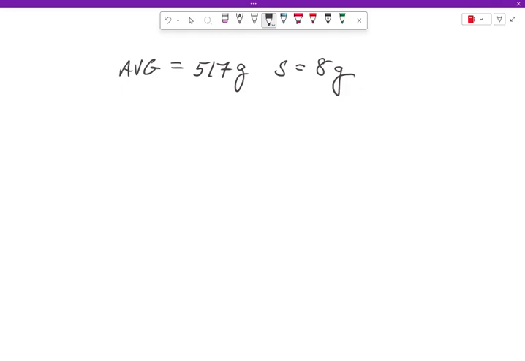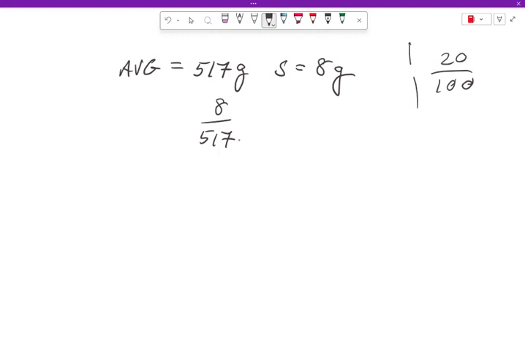I have fruit, why not, that weighs 517 grams with a standard deviation of 8 grams. How big is the standard deviation compared to the average? You remember the coefficient of variation. In the 120, I had a standard deviation of 20 and an average of 100. That's 20%. The standard deviation is 20% of the average. Here, 8 over 517. This is a much tighter distribution.